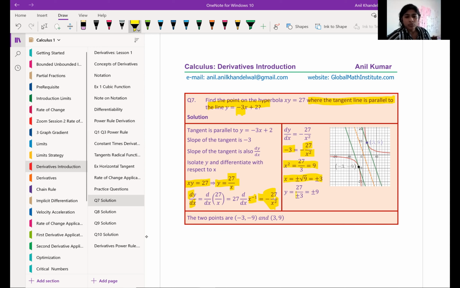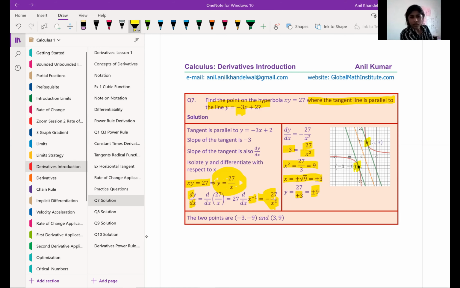You can plug in plus and minus 3 in this particular formula, which is your function itself, correct, to find the y value. So y is plus and minus 9. So you get these 2 points. For better understanding, I've drawn this particular function, which looks like a reciprocal function, where y equals 27 over x. So that is your reciprocal function, and these are your 2 points. As you can see, we have our tangent lines at these 2 points as shown.